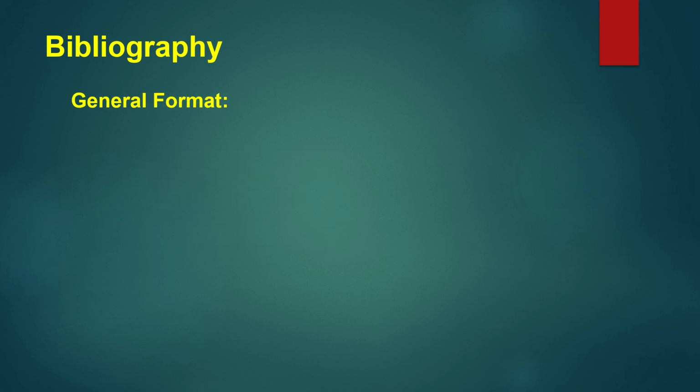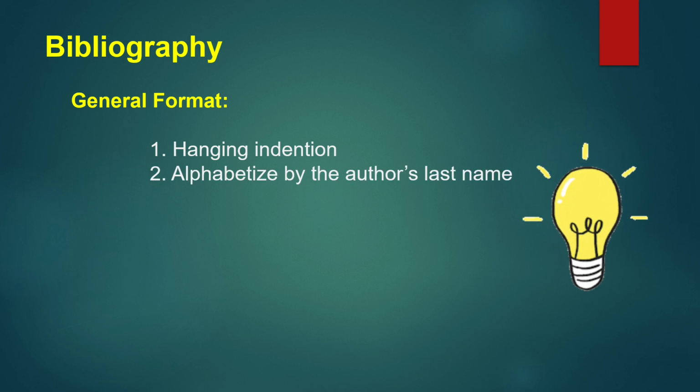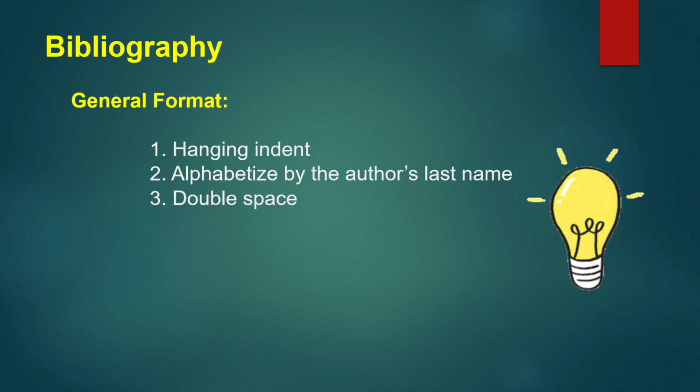As for the general format, here are a few things to remember. Use a hanging indent. The first line is flushed on the left, and subsequent lines are indented. Alphabetize by the author's last names. If there is no author, alphabetize by the first significant word in the title, ignoring a, an, or the. Double space the entire bibliography. Use sentence case. Capitalize only the first word of the title, subtitle, and proper nouns.